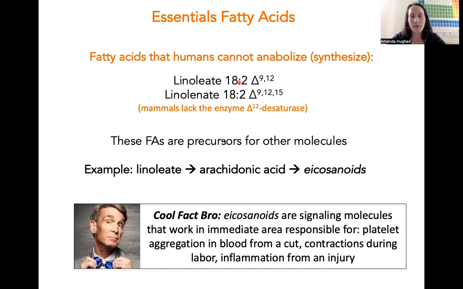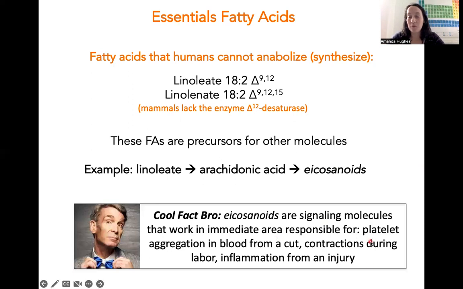It's because both of these fats are precursors to eicosanoids. Eicosanoids are lipid compounds that are signaling molecules. They usually work in a very small area of your body, so they're made at the site where something's occurring. So for example, if you get a cut and your blood starts to kind of clot up, that's eicosanoid. So you need those eicosanoids to signal platelet aggregation to stop bleeding.